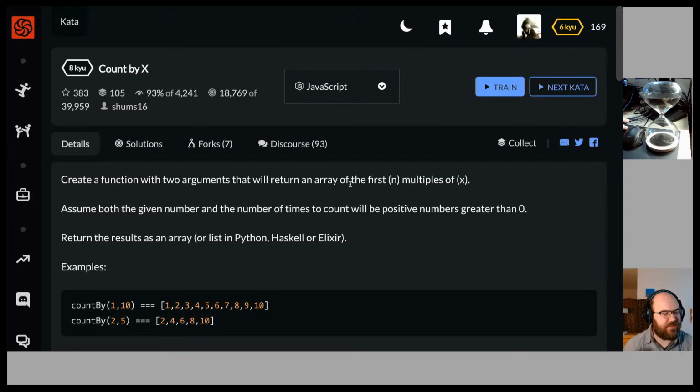Count by x. Create a function with 2 arguments that will return an array of the first n multiples of x. Assume the first n multiples of x. Okay, multiples. 2, 4, 6, 8, 10. Assume both the given number and the number of times the count will be positive numbers greater than 0. Return the results as an array or list in Python, Haskell, or Elixir. Okay, let's train.